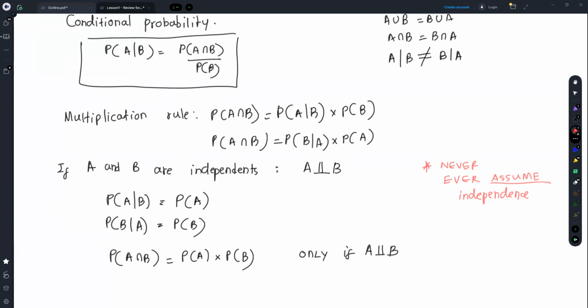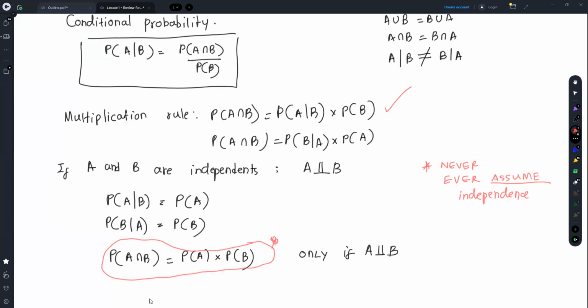If they are independent, automatically this will be okay. So when you have to find the intersection of two events, don't use this one if you do not know that A and B are independent for sure, right? Always use the general one. If they are independent, it will automatically become this one. So you don't have to worry, right?